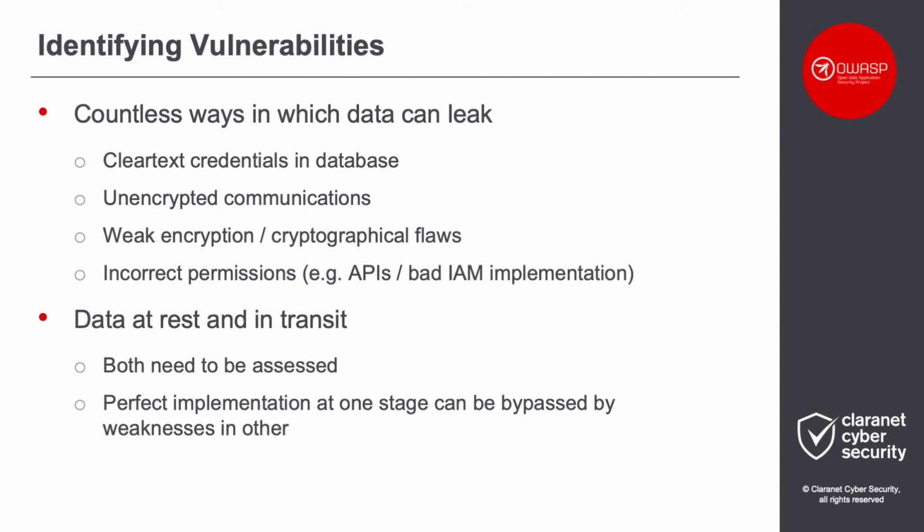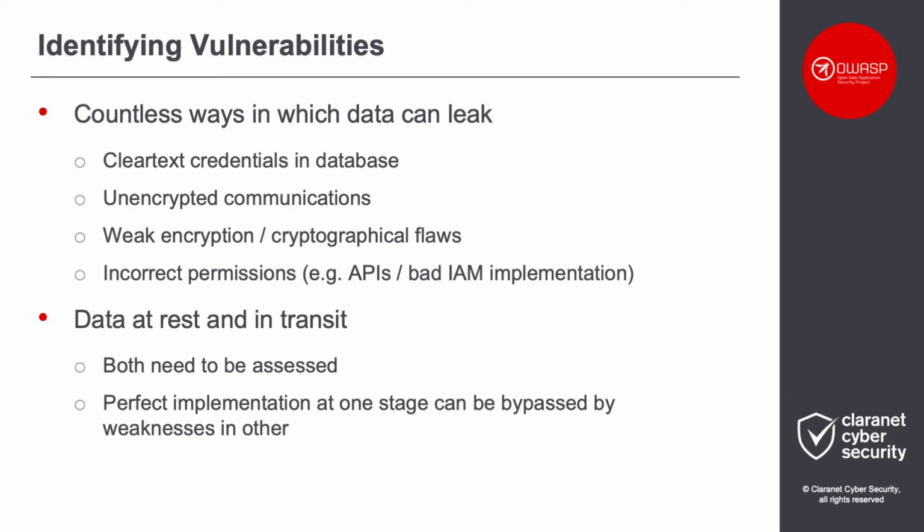Now, looking at how we can identify such vulnerabilities, there's countless ways in which data can leak. You can have, for example, clear text credentials in a database, which if compromised, someone can just pinch them and begin using them as is. They can use weak encryption or cryptographic ciphers. So, for example, if you MD5 a password, which say 10, 20 years ago would have been considered secure, these days it's probably very easy to find the original clear text version of that, or there could be flaws within the actual encryption process.